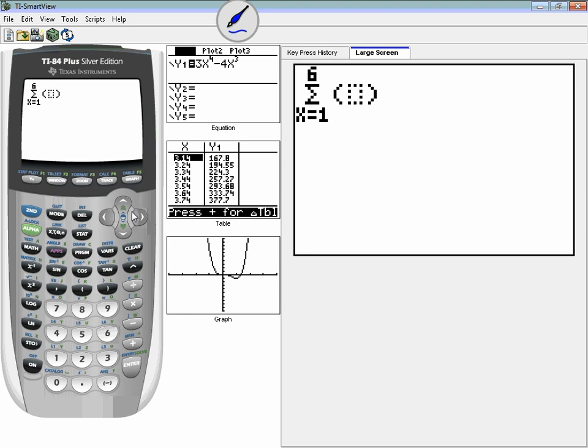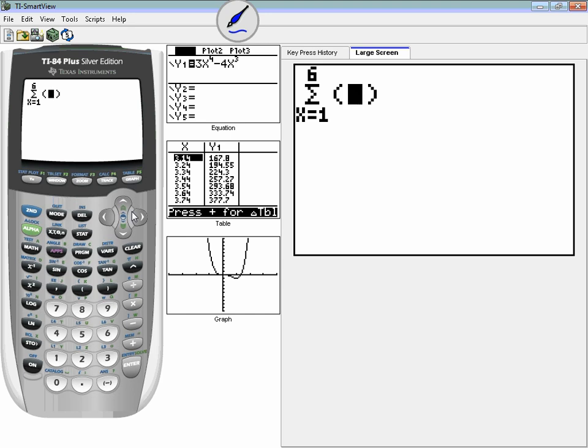There is a way to do it on the older calculator. It's just not as user-friendly. You have to remember the order of putting things in if you have the older one, whereas this is just so helpful. Like, oh, there it is.